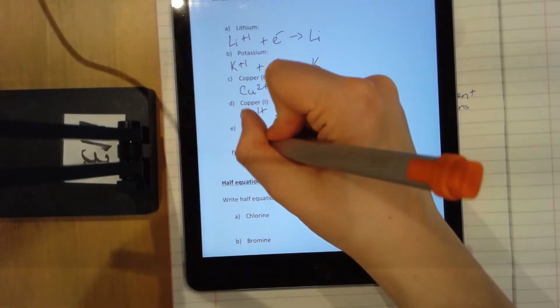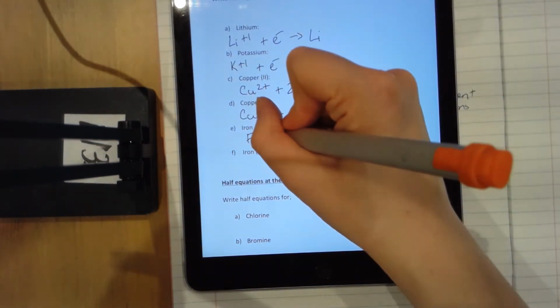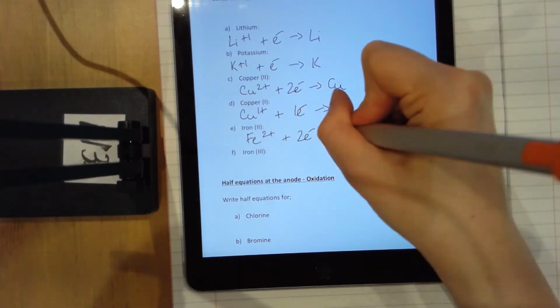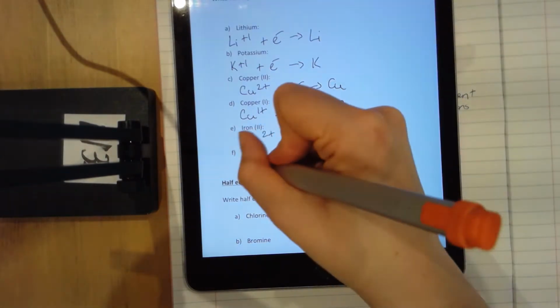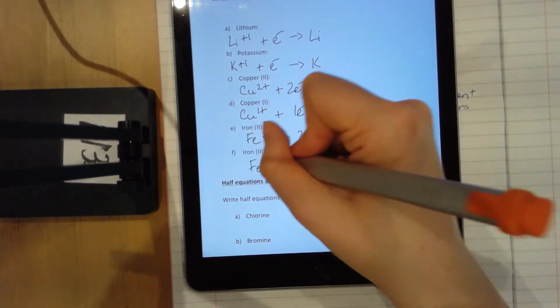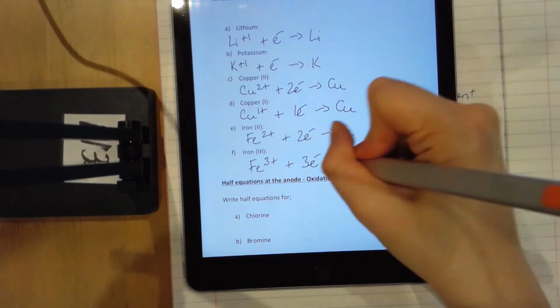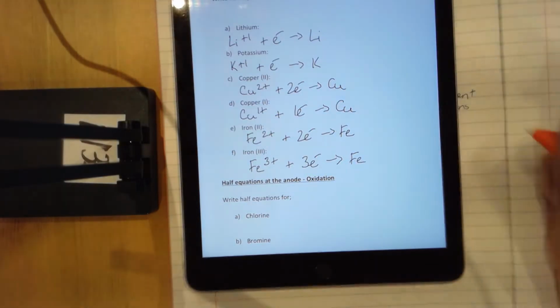Iron, symbol is Fe. It's got a 2 in Roman numerals. So that's +2. I give it the 2 electrons back and I get normal iron again. Iron, 3 in Roman numerals. This time that tells me it's 3+. It means I need to give it 3 electrons back and it's going to be normal iron again.